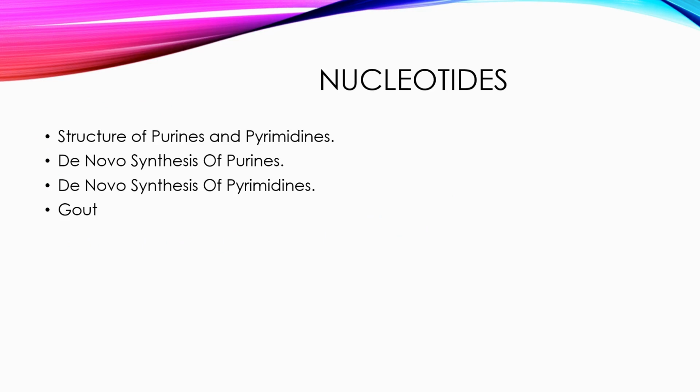Okay. Next chapter is nucleotides, the structure of purines and pyrimidines. It's very easy. You just have to draw the structure and just define what is in it. Okay. Then de novo synthesis of purines and de novo synthesis of pyrimidines. You only have to draw the cycles in that de novo synthesis.